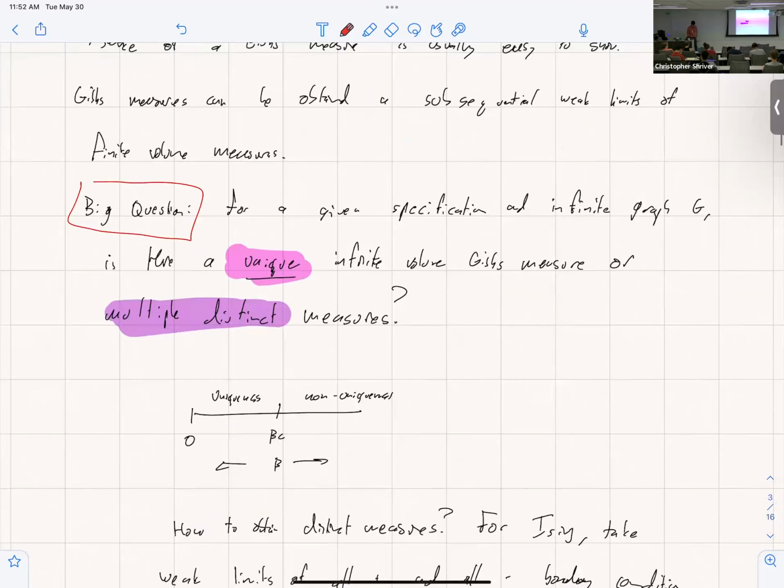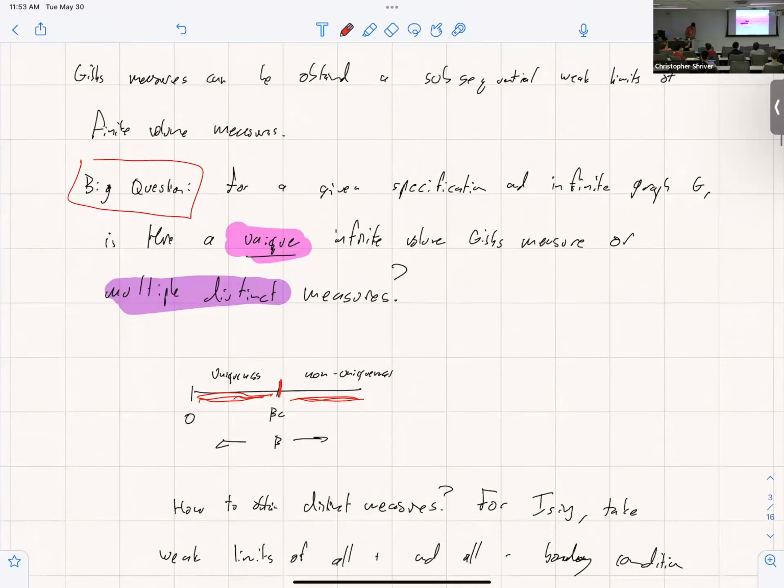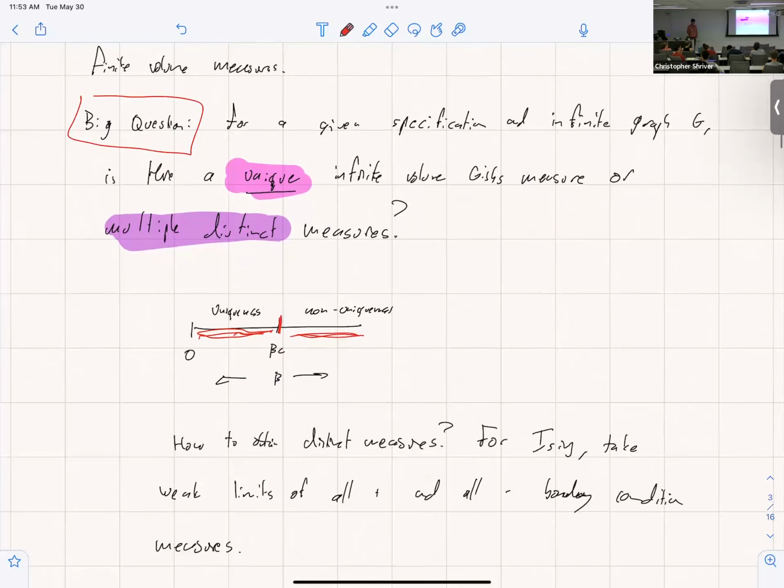And then if we have a picture like this, that for beta small, before some beta critical, you have only one Gibbs measure, and for beta bigger than beta critical, you have more than one, then we would say a phase transition occurs at beta critical. Okay, and so you can ask, how could you possibly construct such measures? For the Ising model, at least, it's kind of easy to see how, if there's more than one Gibbs measure, you can construct them.